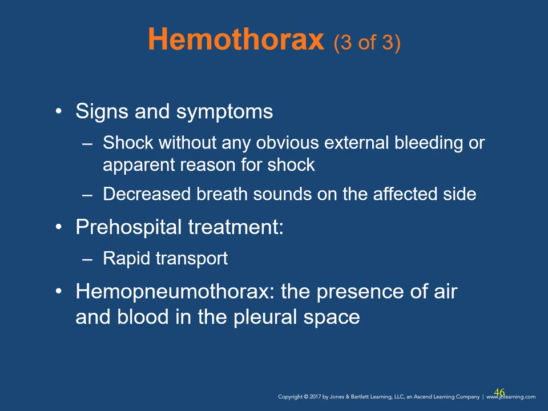Common signs and symptoms: signs and symptoms of shock without any obvious external bleeding or apparent reason for the shock state, and decreased breath sounds on the affected side. The lung is being compressed by the blood. Pre-hospital treatment: bleeding cannot be controlled in the pre-hospital setting. Provide rapid transport to the nearest facility capable of performing surgery. Hemopneumothorax is the presence of air and blood in the pleural space.